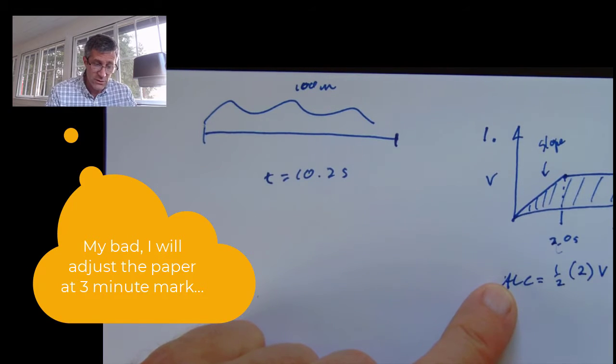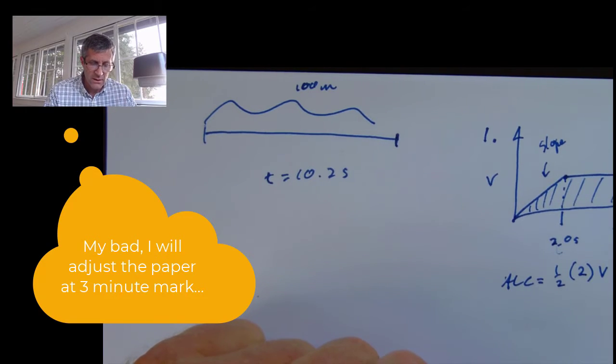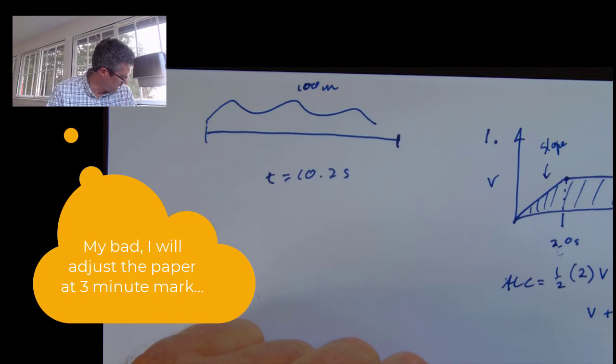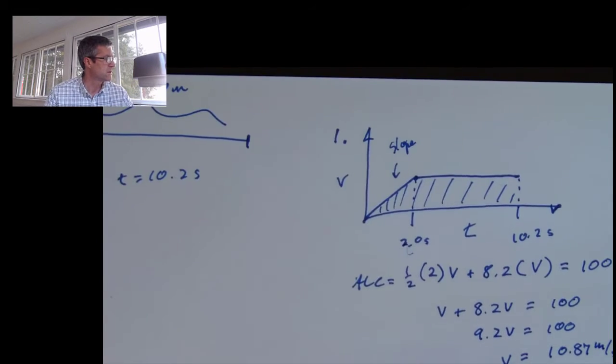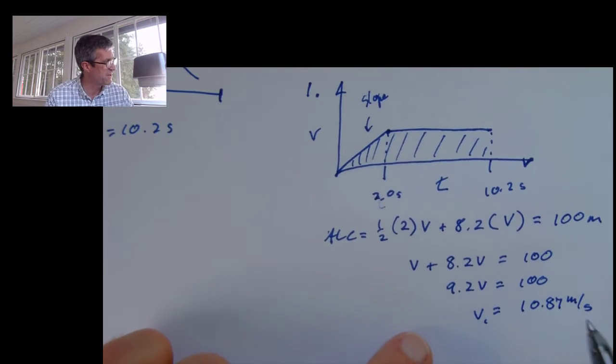And we know a value for this. This value is how far they've traveled, and it's a 100-meter dash, so we know this is 100 meters. So what do I get? I get v plus 8.2v is equal to 100. I can solve that with simple math, and I get a velocity of 10.87 meters per second. So this is the velocity for the first one.